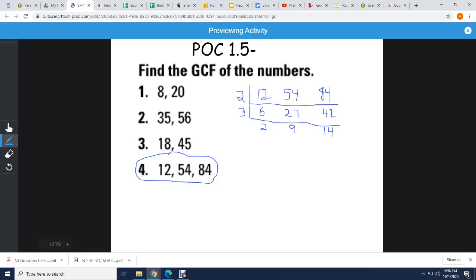Is there a number that goes into 2, 9, and 14? No, not all 3. There's a number that goes into 2 and 14, but unless it's all 3 for GCF, that's all that matters. So, here we go. 2 and 3 do. So, I do 2 times 3. I go to my icing to find out what the GCF is. 2 times 3 is 6, and that is the GCF. So, the GCF of 12, 54, and 84 is 6.